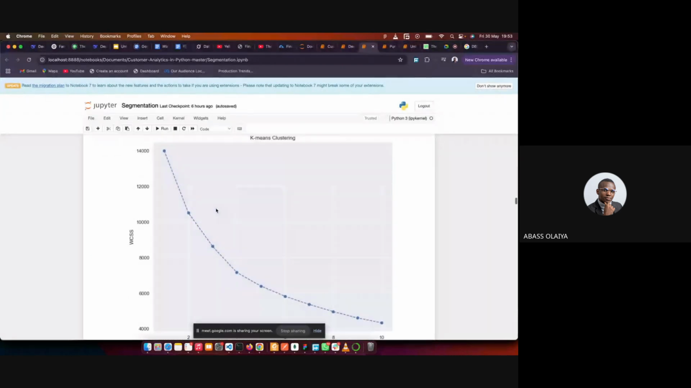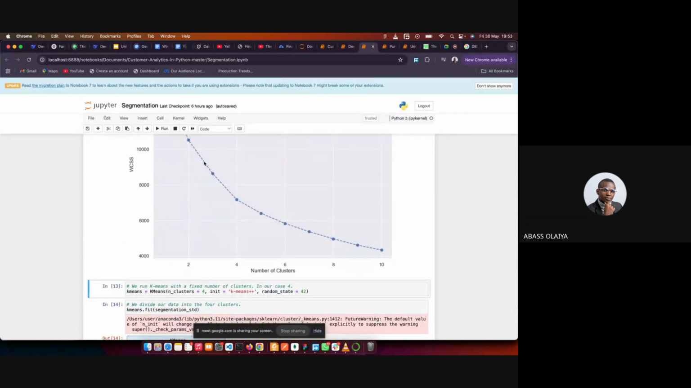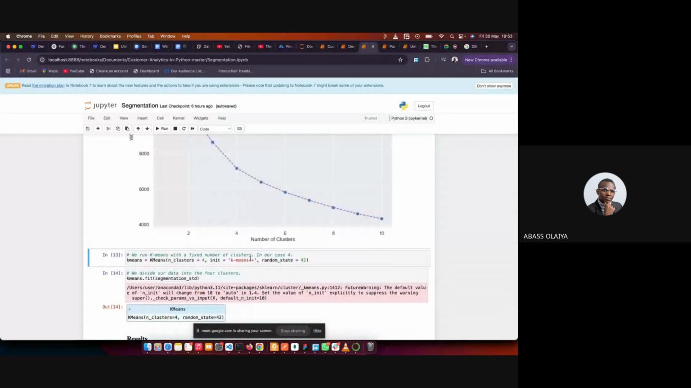So if we have 2 clusters, this is the amount of error that we have. If we have 3, this is the amount of error we have. We have 4, this is the amount of error that we have. And we have 10, but then 10 is too much. So we have to strike a balance. Where do I want to stop? How much error am I allowing into my data set? That's basically what that plot is helping us to detect.